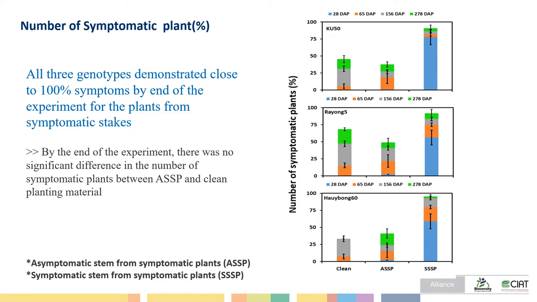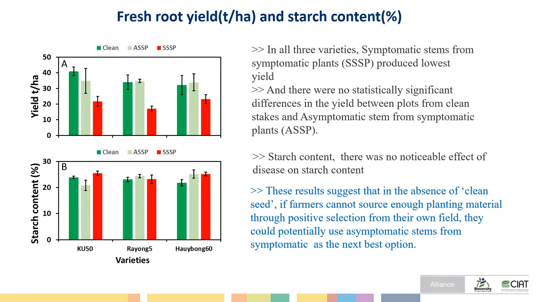The number of days for symptoms to develop in asymptomatic stem from symptomatic plants was similar to the pattern of clean planting material. By the end of the experiment, there was no significant difference in the number of symptomatic plants between asymptomatic stem from symptomatic plants and clean planting material. This is the result of fresh root yield and starch content.